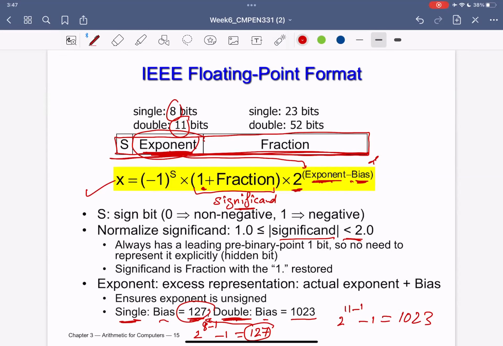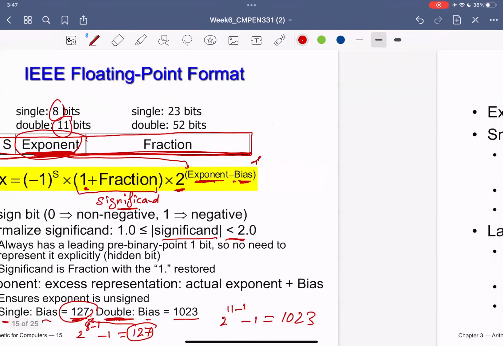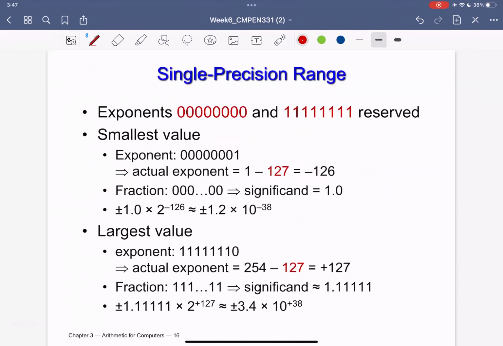Okay, so that's fine. We'll take some examples later, but before we do that, we actually need to see what would be the smallest value that we can represent using that format and what would be the largest value that we can represent using that particular format, in terms of the single precision, and then we'll see that on the double precision.